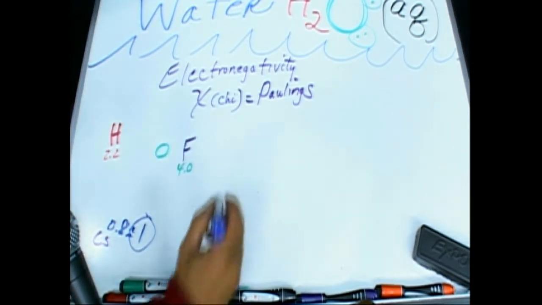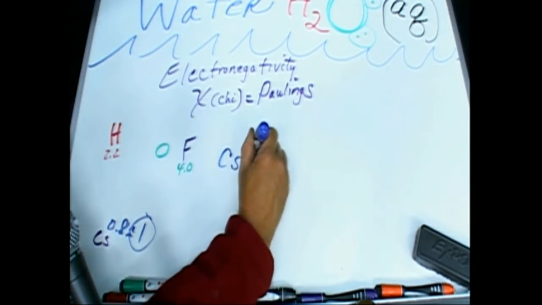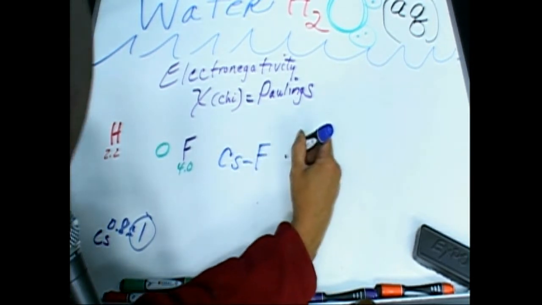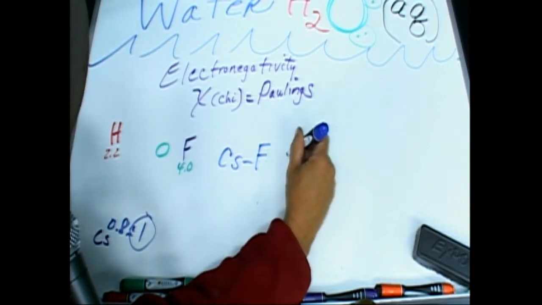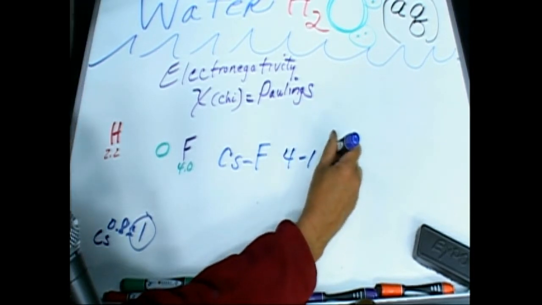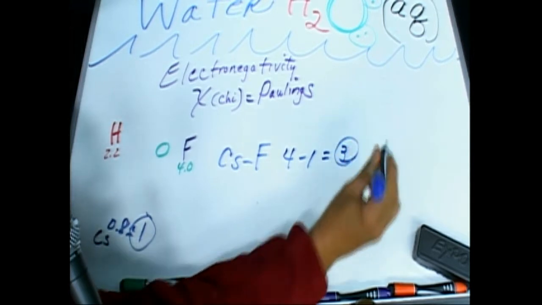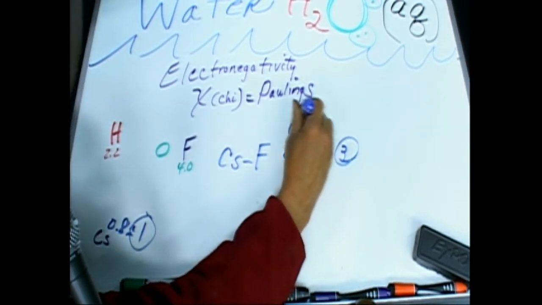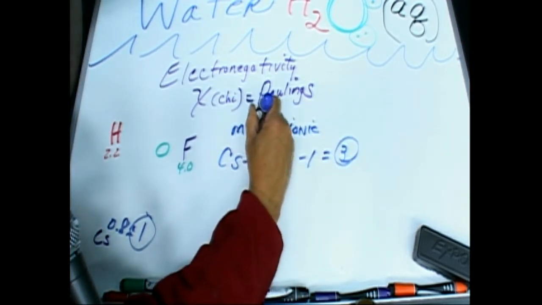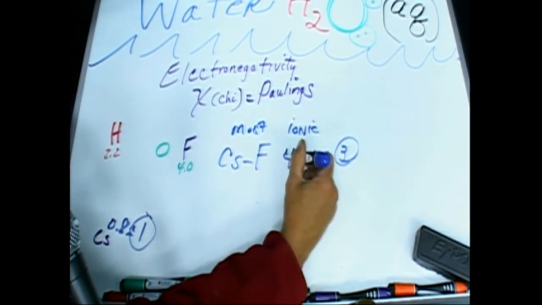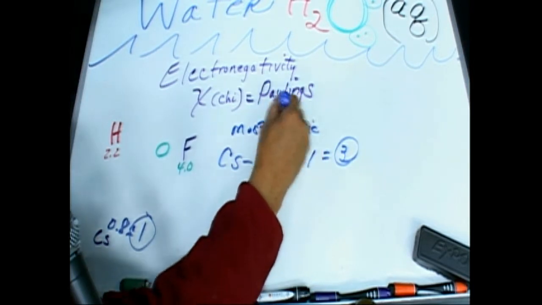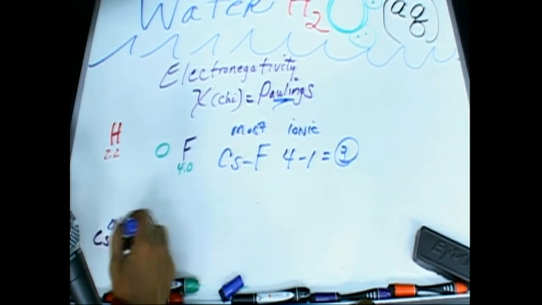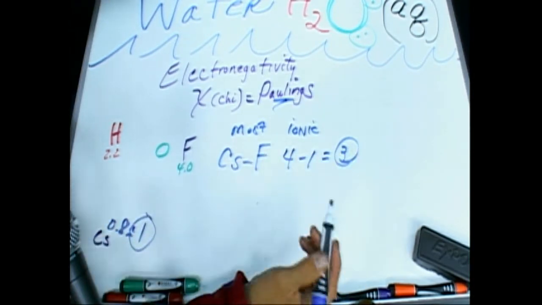Fluorine's 4. So if you have a compound, cesium fluoride, it's going to be the difference between 4 minus 1, which equals 3. That's called ionic. The most ionic. Okay, so these values are called Paulings. So fluorine has 4 Paulings, cesium 1. So the difference is 3.